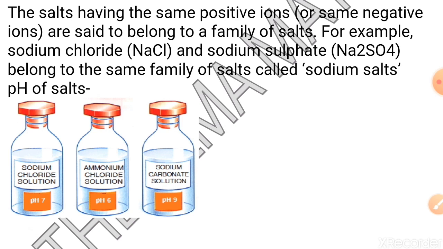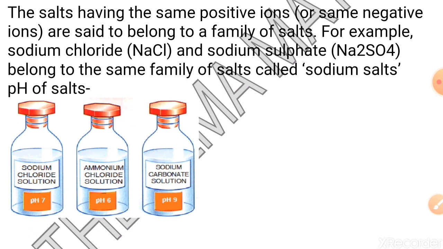As you can see in this picture, the first one, sodium chloride, forms by reacting NaOH, which is a strong base, and HCl, a strong acid. So that's why it's a neutral salt and has pH 7. Second, you can see ammonium chloride having pH 6, which indicates that this salt has been formed by using a strong acid and a weak base. The strong acid is HCl and the weak base must be ammonium hydroxide.